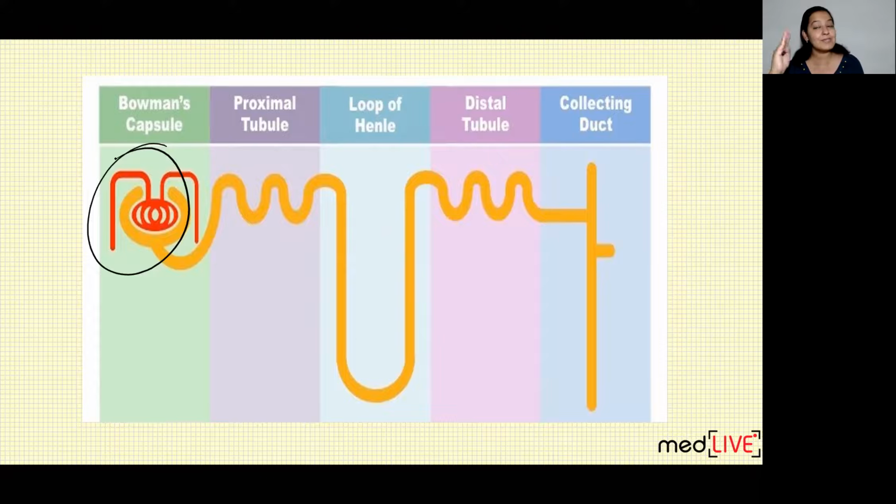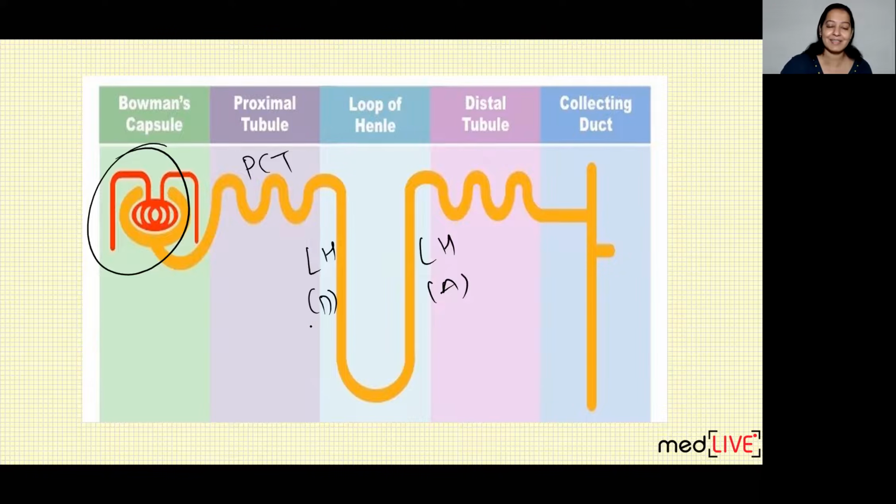So what is the sequence of tubules? The first thing which comes in line in row is PCT. The second thing is loop of Henle, descending limb. The third thing is loop of Henle, ascending limb. This is the descending limb, this is the ascending limb. The fourth thing is DCT. And the fifth one is the collecting tubule.